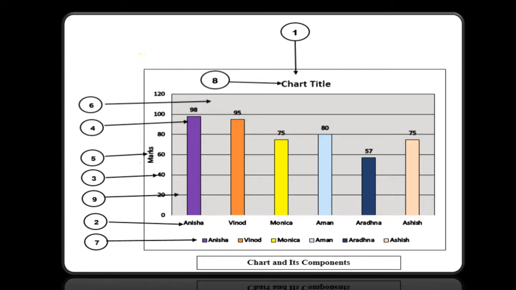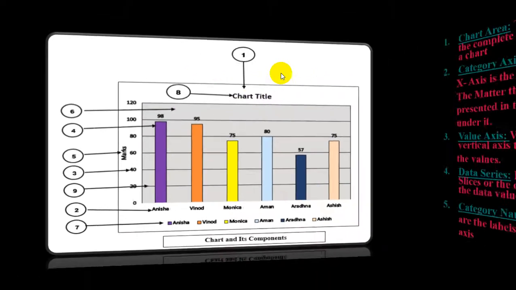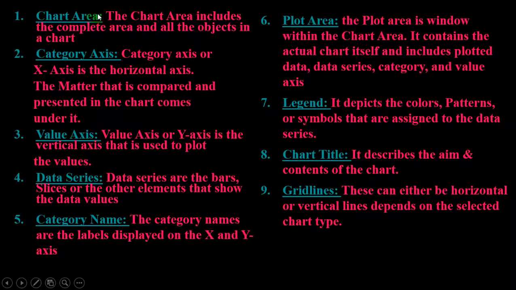One by one, first of all we will go to the next slide and learn what the first point is. You can see here is the first point. What is it pointing to? It is pointing to the chart area. Chart area means this whole blank area. So let's come to the definition: the chart area includes the complete area and all the objects in a chart.